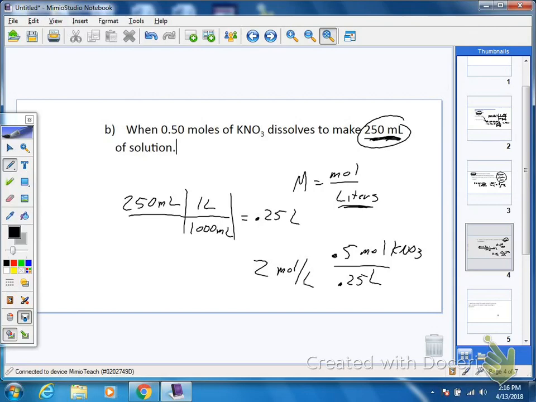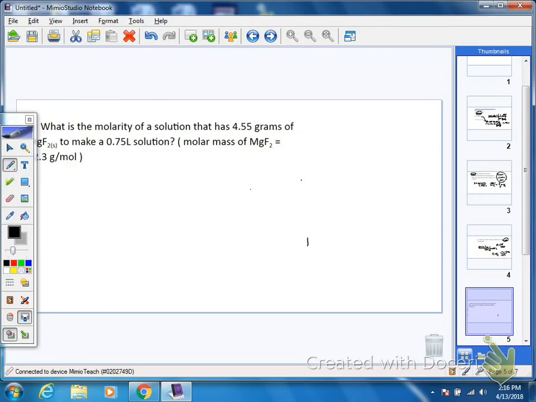So again, just recapping it, we got the 0.5. That one, we don't have to do anything with that. The 250, we just change it into liters, which is 0.25, and we divide it out. Pretty simple. Next one is, I think, more difficult.